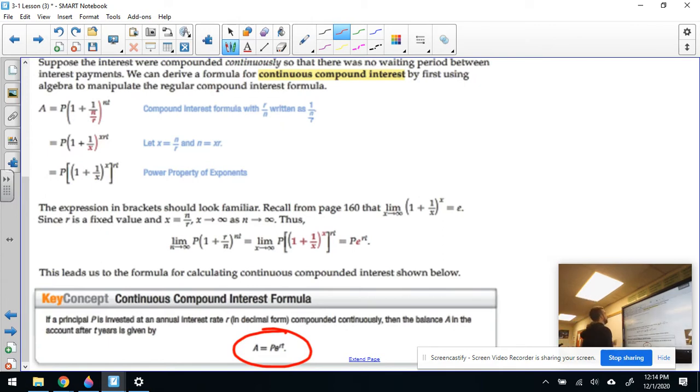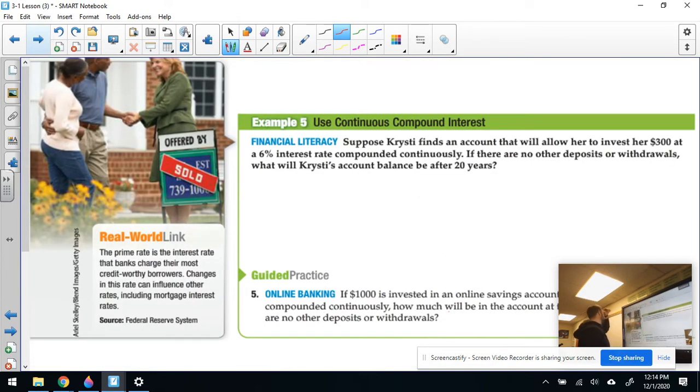So let's look at a problem with continuous interest. It says, suppose Christy finds an account that allows her to invest $300 at a 6% interest rate compounding continuously. So it's just compounding all the time. It's the same as compounding every minute or every second, it just continues to compound all the time. If there are no other deposits or withdrawals, how much is in her account after 20 years?